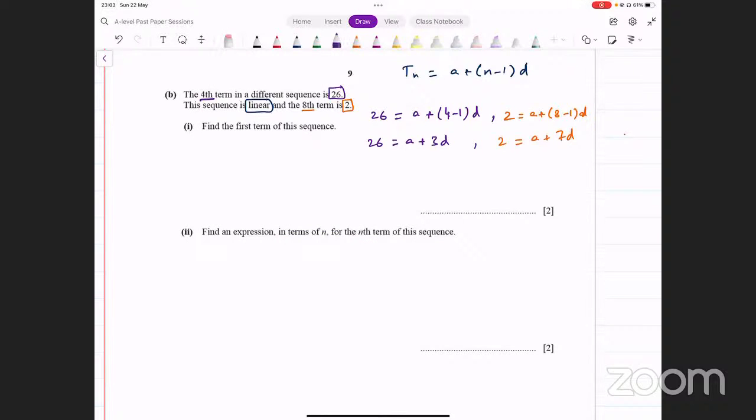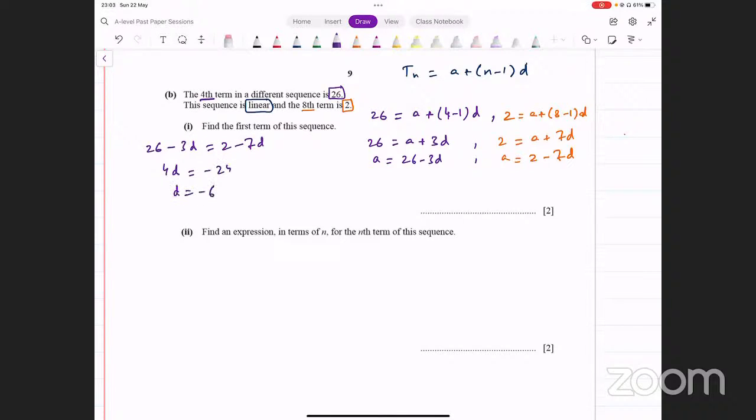We can either use elimination or substitution, whatever you're comfortable with. Let's do substitution. a equals 26 minus 3d. From the second equation, we've got a equals 2 minus 7d. इन दोनों को एक इक्वेट कर सकते हैं, राइट? a equals this and a equals this. हमारे पास क्या बन गया? 26 minus 3 times d, that equals 2 minus 7d. And that's going to give me 4d equals minus 24.